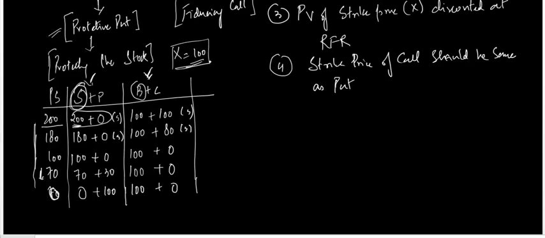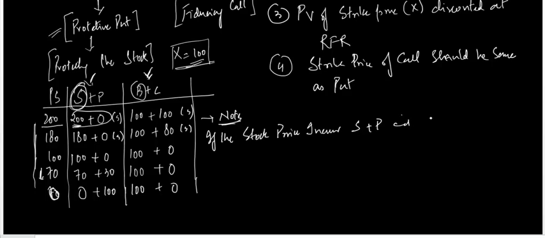Now let me write them down as notes. If the stock price increases, the portfolio S plus P and the bond plus call will equal the stock price. See, as prices are more than 100, 180 and then 200, they are always equal to the stock price. The value of the portfolio is equal to the stock price.